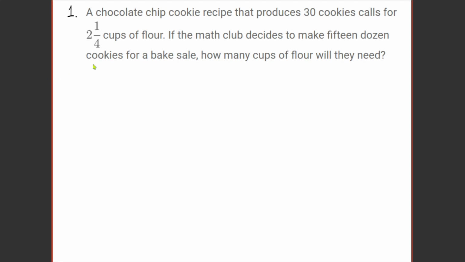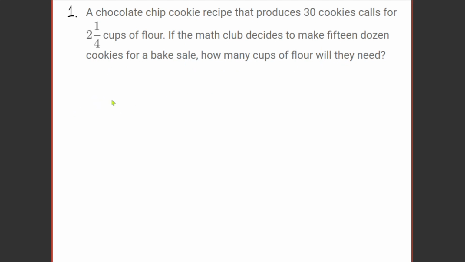Alright, first question. A chocolate chip cookie recipe that produces 30 cookies calls for 2¼ cups of flour. If the math club decides to make 15 dozen cookies for a bake sale, how many cups of flour will they need?